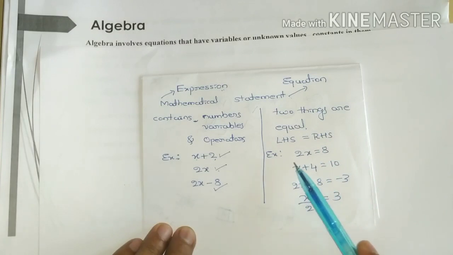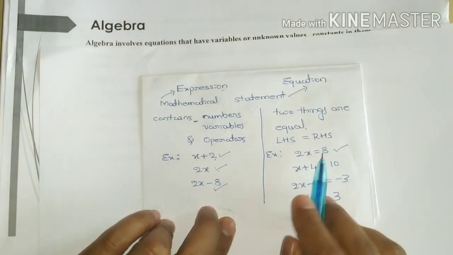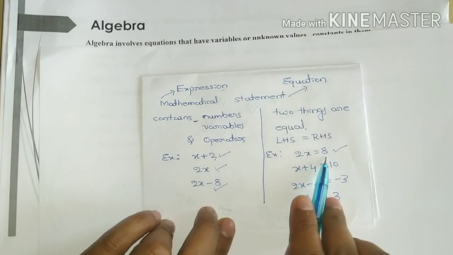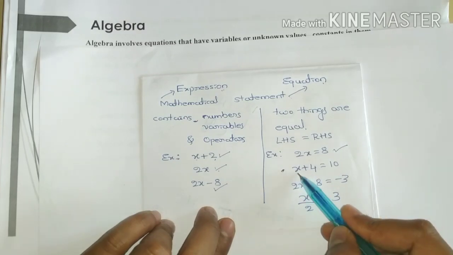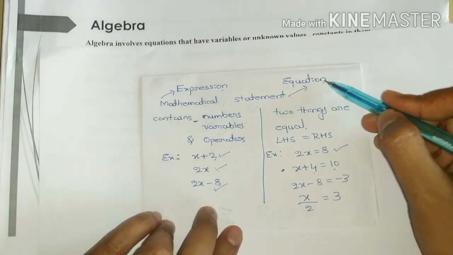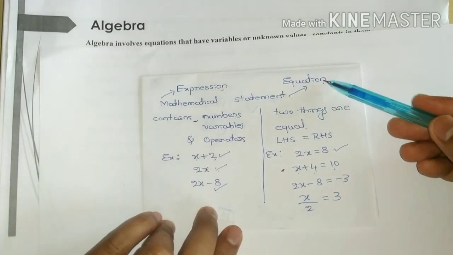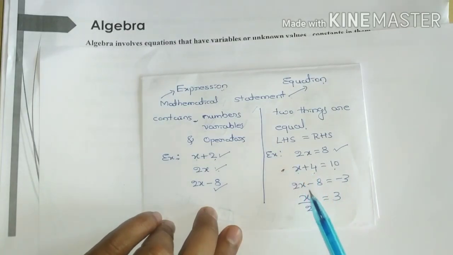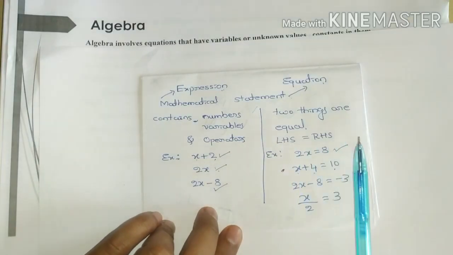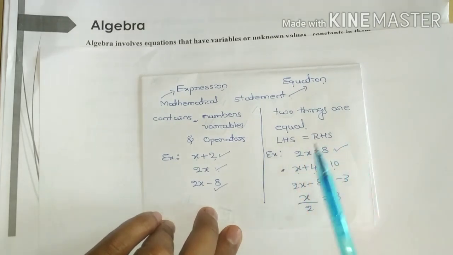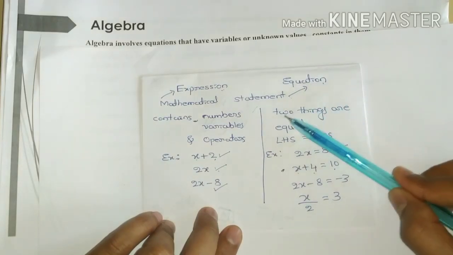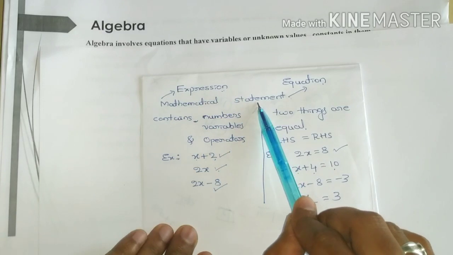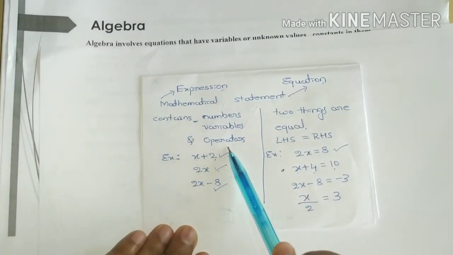Examples of equations: first, 2x equals 8. Here 2x is on the left hand side and 8 is on the right hand side. Therefore it is an equation. Second, x plus 4 equals 10. 2x minus 8 equals minus 3. x divided by 2 equals 3. In all four examples there is a left hand side and a right hand side, so each is an equation. Remember, an equation is a mathematical statement that two things are equal, and an expression contains only numbers, variables and operators.